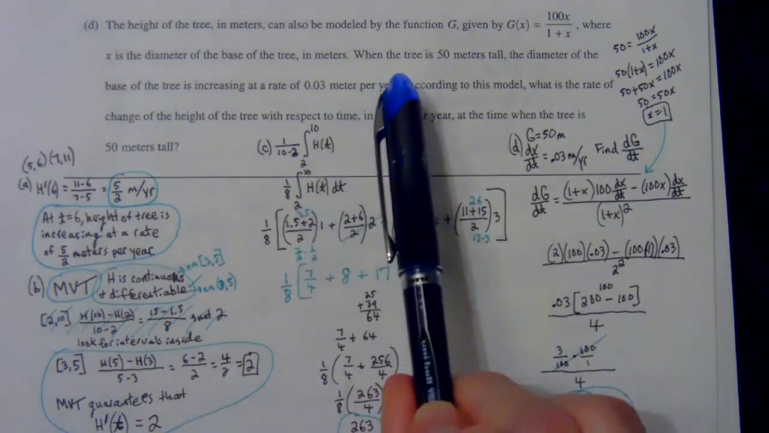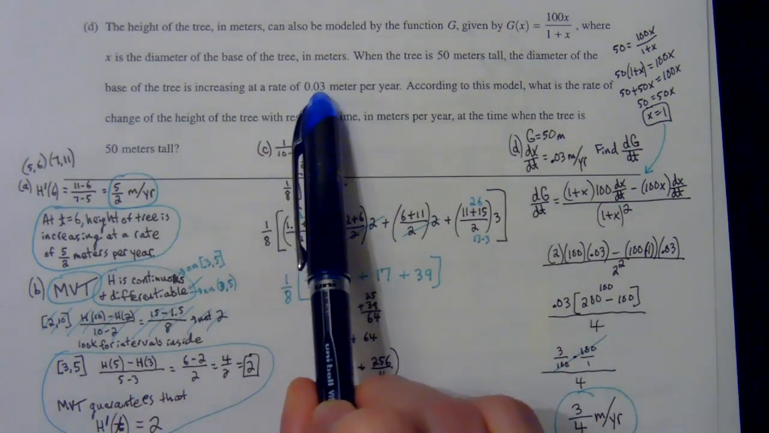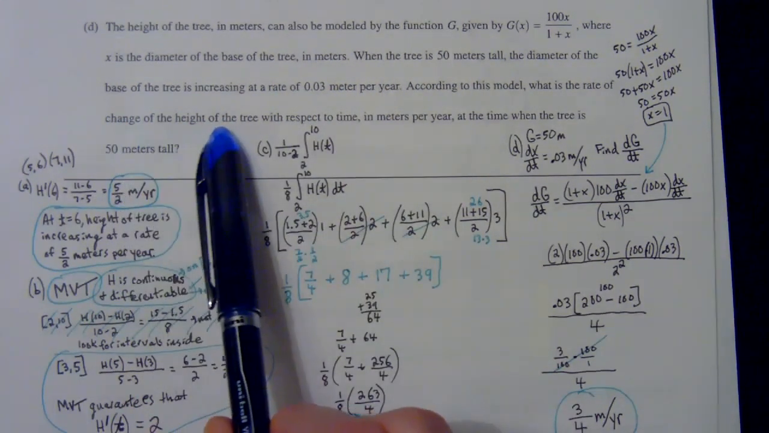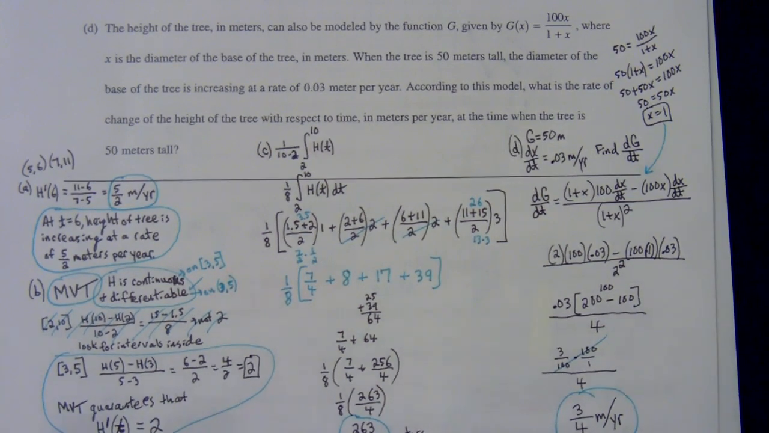And then when I start reading this, the tree is 50 meters tall. The diameter of the base of the tree is increasing at a rate of blah, blah, blah. And then, what's the rate of change of the height of the tree with respect to time? This is a related rate problem. That's usually good news for us because typically when I see a related rate problem on the AP test, it's pretty straightforward there. So just convert your words to symbols like we did so well in the past.